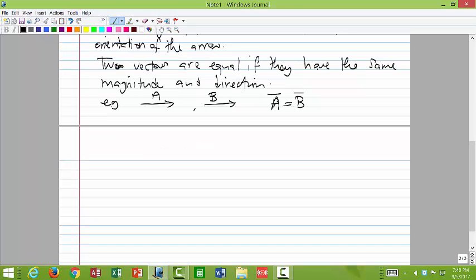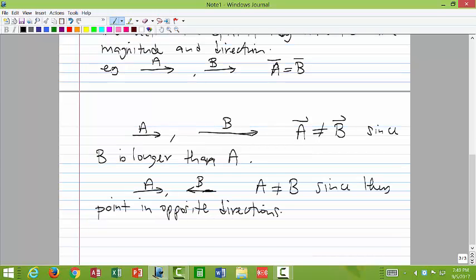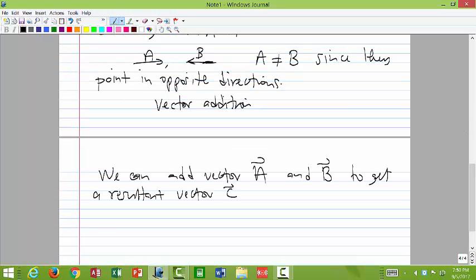Okay? And then we can have another vector, let's say A, and the vector B. A is not equal to B since B is longer. Let's look next at vector addition. So we can add two vectors A and B. So let's say that C is equal to A plus B, like that.